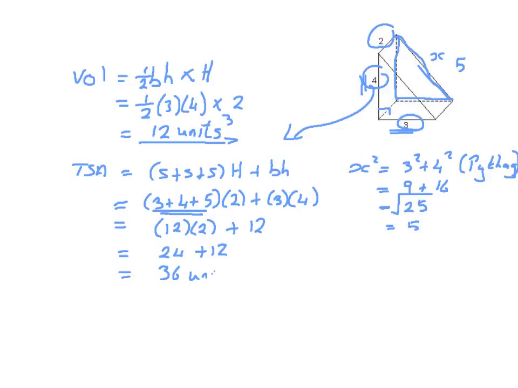Again, I don't know what the units are, so I'm just going to write units. And because it's total surface area, units squared. Right, so just remember, if you don't have one of the sides, it will be a right angled triangle, and you can use Pythagoras to find the missing side like we did here, to plug it into the sum of sides. Go and practice some more.